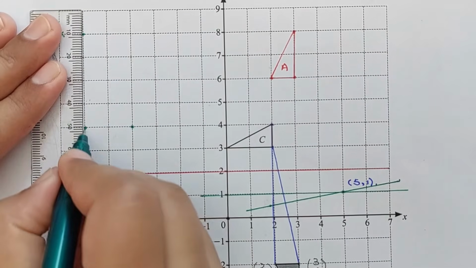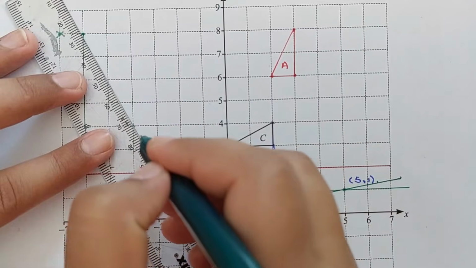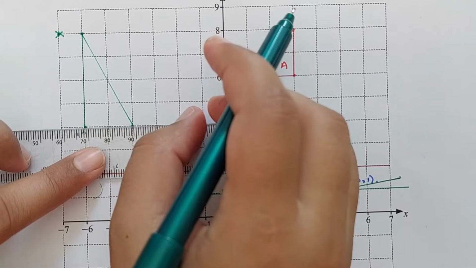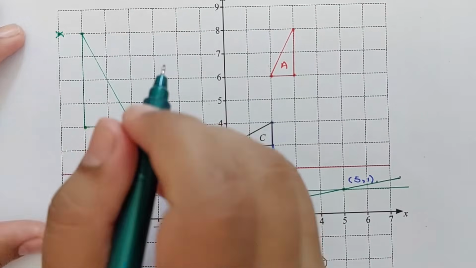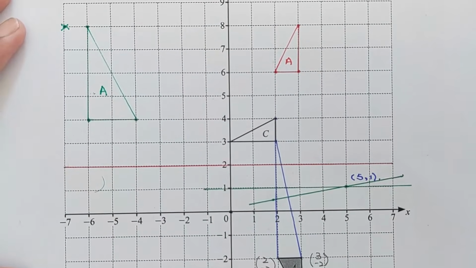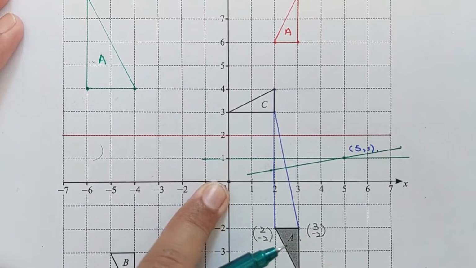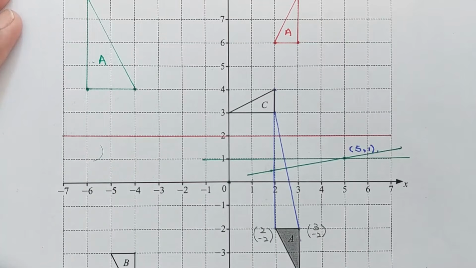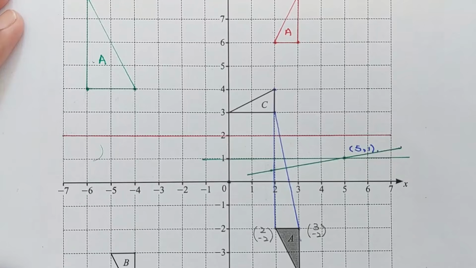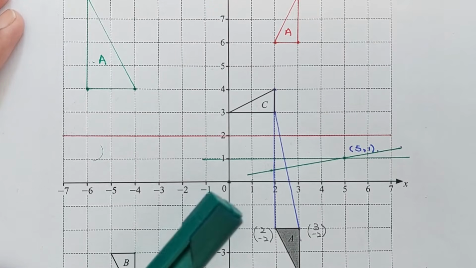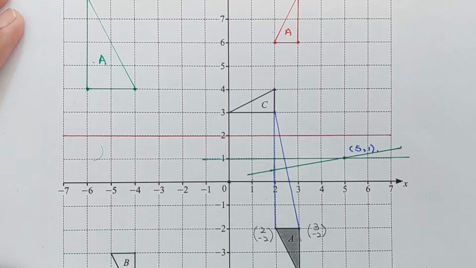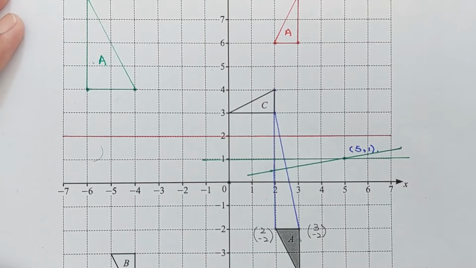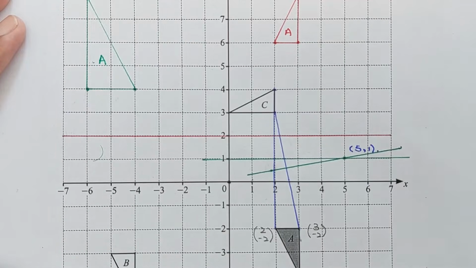So this is going to be the image of shape A after enlargement about the center 0 0, and the scale factor is negative 2. So you can see the shape is on the other side of the center. This is the center, this is the original one, and this is the enlarged one. When the scale factor is negative, it means on the opposite side of the center you will get the enlarged shape. When the scale factor is positive, you will get both the original one and the enlarged one on the same side of the center. But when the scale factor is negative, the original shape and the enlarged shape are opposite to each other.